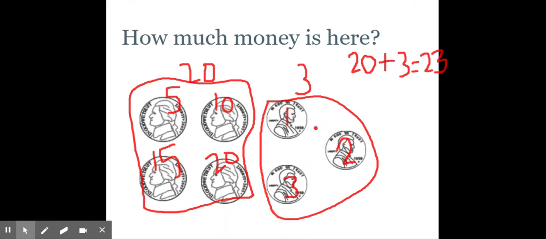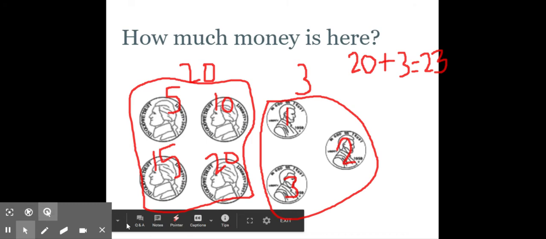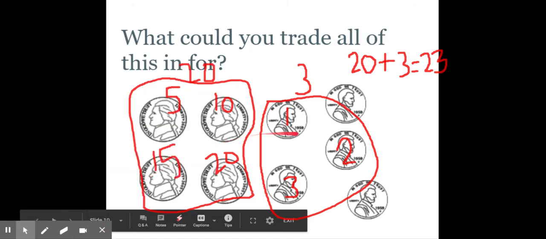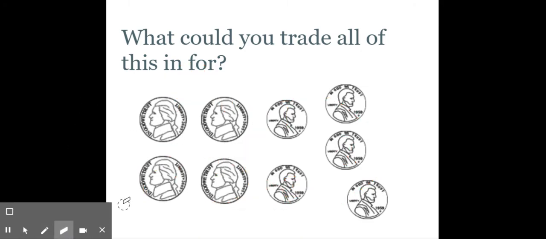All right, I got a trick for you on this one. Get ready. Oh gosh, why are we not going to the next slide? Come on, come on. Aha. Now, how do we get rid of all of this? There we go. What could you trade all this money in for? Count your money and see what you can come up with. That's the first step.